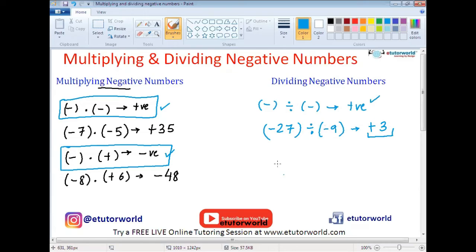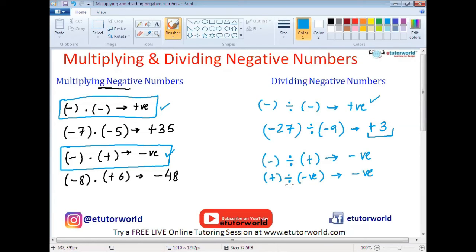Second case is when one number is negative and the other number is positive. In this case, negative divided by a positive is always negative. Another case could be if a positive is divided by a negative. In this case also, the answer is always negative.